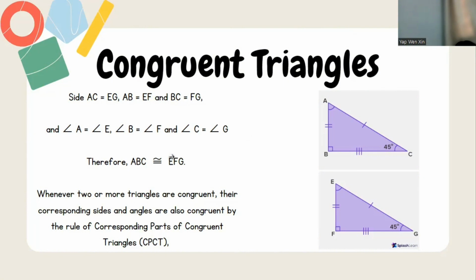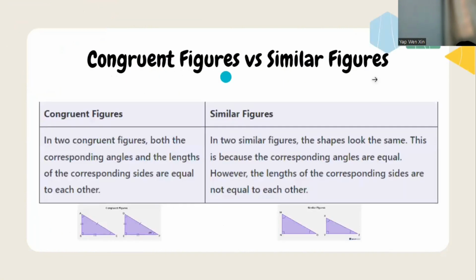CPCT. Congruent figures versus similar figures. Congruent figures. In two congruent figures, both the corresponding angles and the lengths of corresponding sides are equal to each other. Similar figures. In two similar figures, the shapes look the same. This is because the corresponding angles are equal. However, the lengths of corresponding sides are not equal to each other.